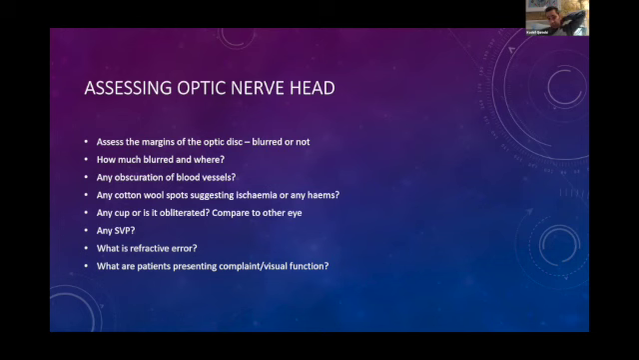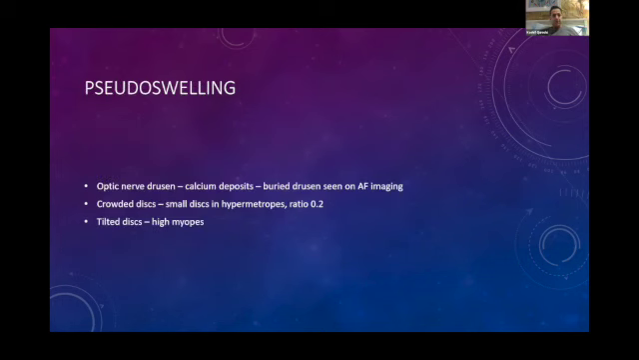Have they not got any problems at all, or are they complaining of transient visual obscurations where the vision suddenly disappears for a few seconds and then comes back? Very often, these patients have pseudoswelling, so things like optic nerve drusen, which are calcium deposits that are buried and often seen on autofluorescence imaging. If any of you have got it in the community, it's a brilliant tool to be able to show autofluorescence imaging and show buried drusen.